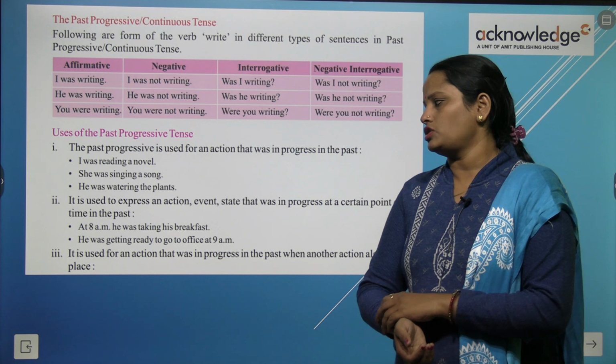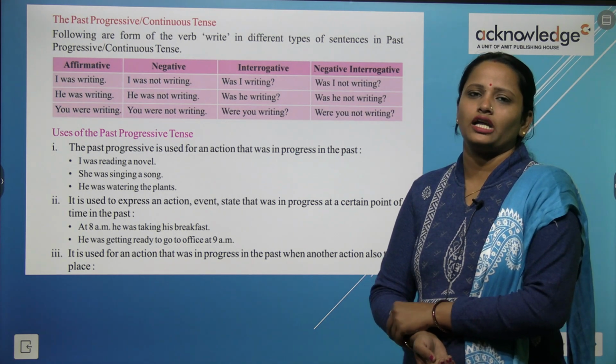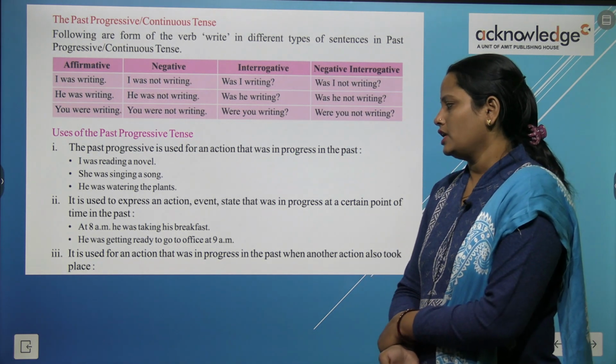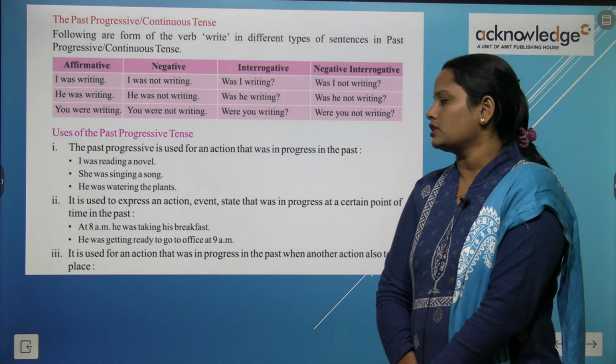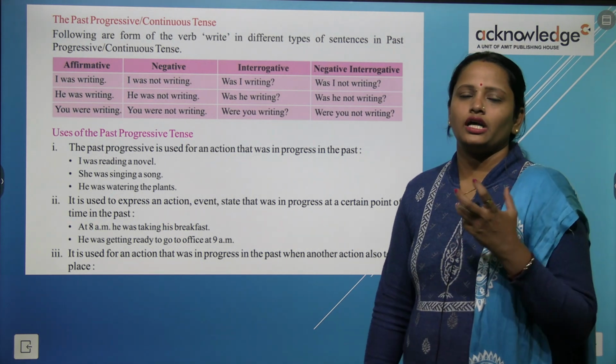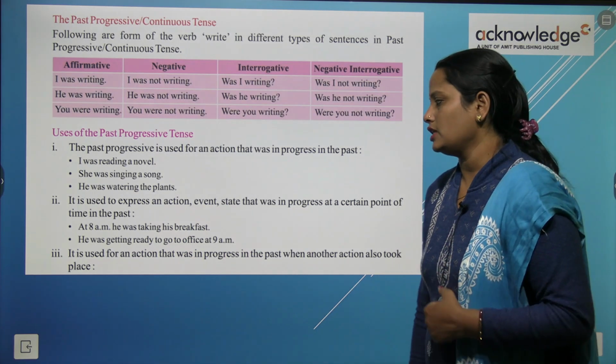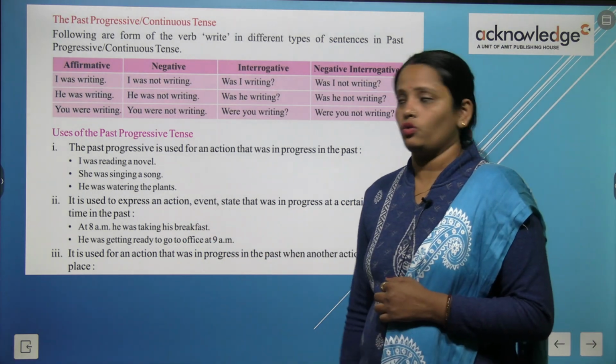At 8 AM he was taking his breakfast. तो अब ये पर्टिकुलर टाइम बता रहा है कि 8 बजे वो ब्रेकफास्ट ले रहा था. He was getting ready to go to office at 9 AM. So यहाँ पे एक पर्टिकुलर टाइम बताया गया कि 9 बजे वो रेडी हो रहा था.